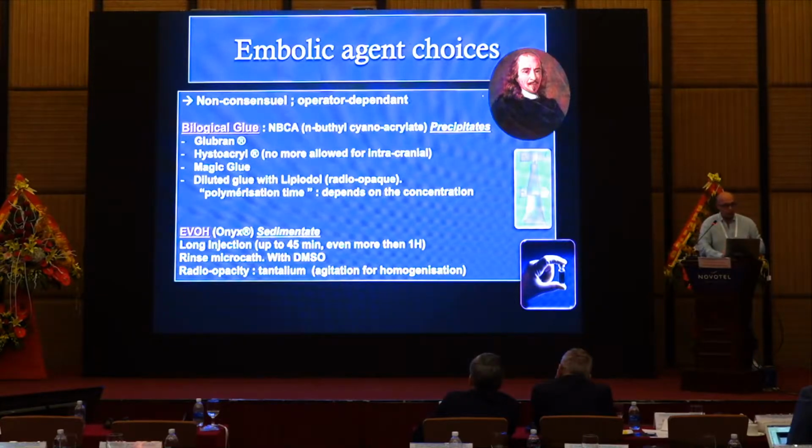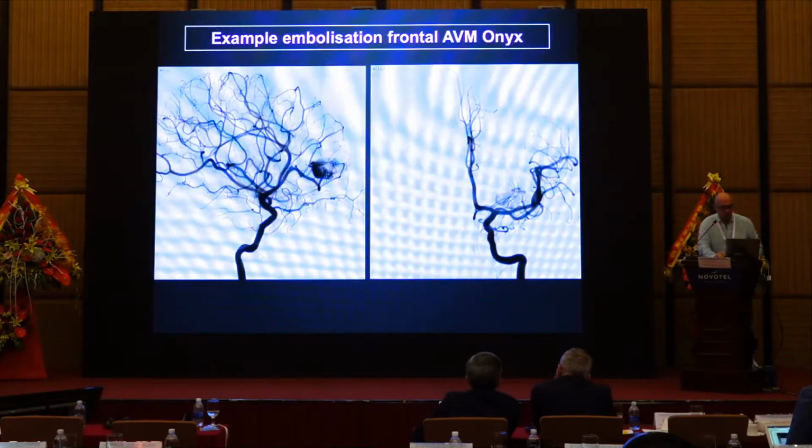The difference between the two is that the glue precipitates, and the EVOH sedimentates, so it goes and makes layers on the wall of the artery, while the glue goes in the lumen of the artery, not on the periphery. So this makes a difference in the occlusion of the artery.